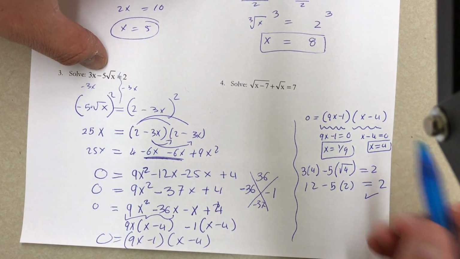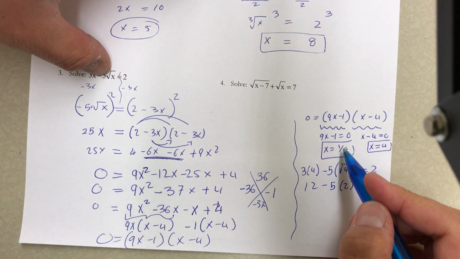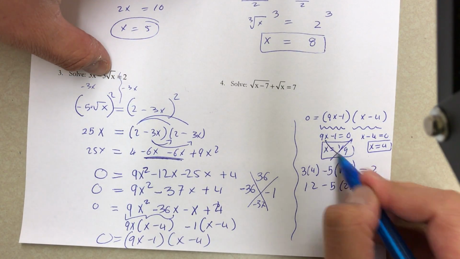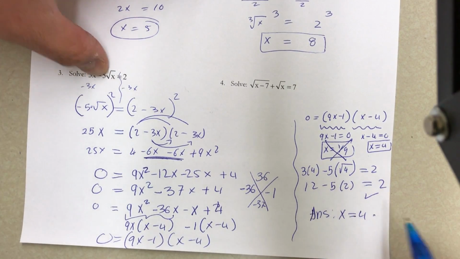So that's a solution. But if you check 1 over 9, it turns out that 1 over 9 is not a solution. So therefore, you throw this away. So the answer is just x equals to 4. So check that, and then you're going to see that that's not a solution. Okay?